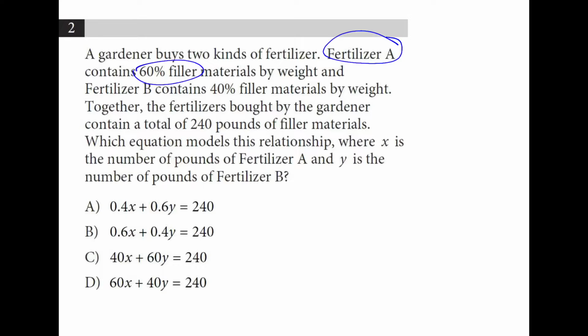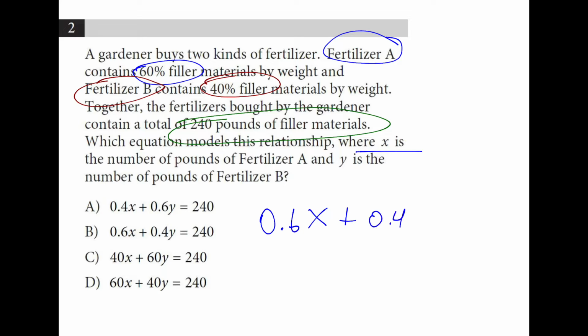Fertilizer A, 60% filler. Fertilizer B, 40% filler. And a total of 240 pounds of filler materials. So we can write 0.6 for fertilizer A, which is X, and 0.4 for fertilizer B, which is Y. 240. To convert these percents to decimals, you just divide by 100.